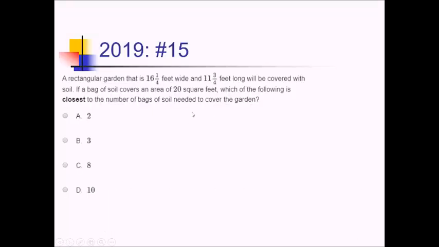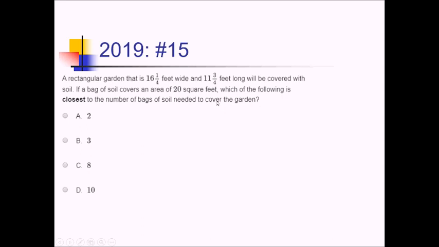On this problem, we have a rectangular garden that's 16 1/4 feet wide and 11 3/4 feet long, covering it with soil. Bag of soil covers 20 square feet. We want the closest number of bags of soil needed to cover the garden. This is a no calculator question, so you had to round off and estimate a little bit here. But how much to round off?